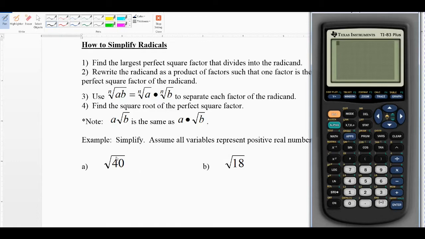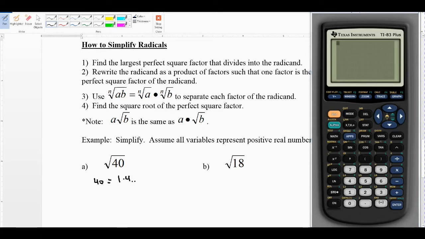And if you happen to see a number in front of the radical, and we will eventually have a number in front of the radical, that means multiplication. So the square root of 40, here's what we're going to do. There's all kinds of ways to do this, but one way is to take the number 40 and think about what times what is 40.